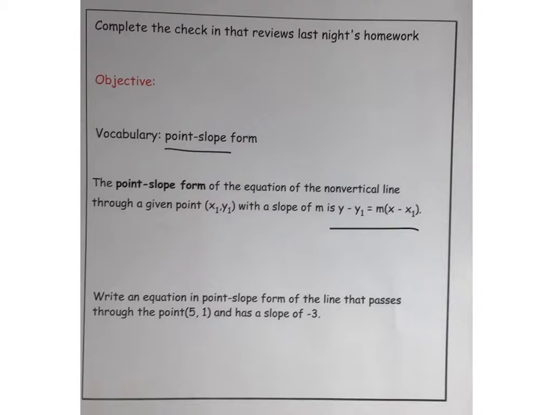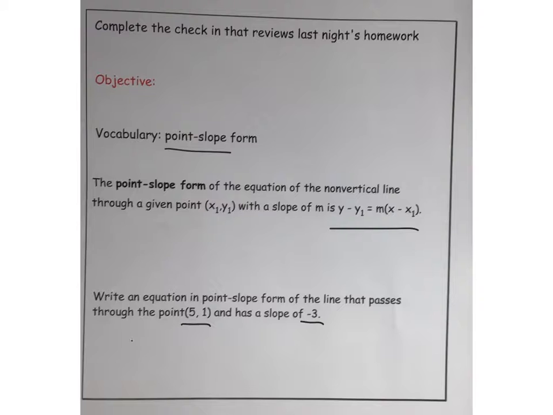So the easiest way to figure this out is to look at an example. This here is a point that's on the line. This here is the slope of the line. That's what it says here. Write an equation in point slope form of the line that passes through point 5, 1 and has a slope of -3. So we can just start filling in the blanks here.